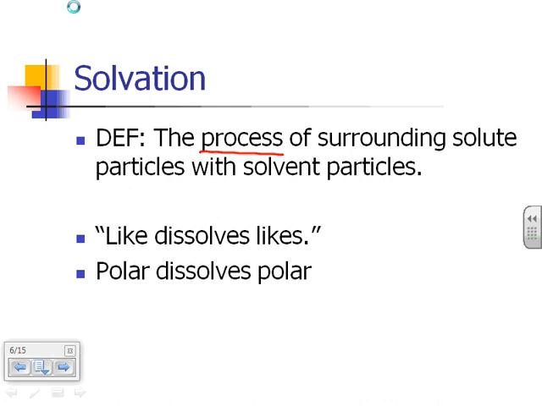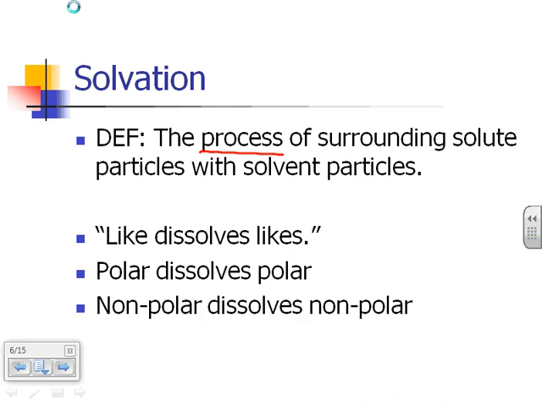Polar dissolves polar. If you have a polar molecule like water, it is going to dissolve polar compounds, like most of our ionic compounds, which are going to be polar. So water is going to dissolve polar ionic compounds. Sugar is a polar compound, containing some oxygen-hydrogen bonds. That's going to make it polar, and so water will dissolve that. Nonpolar dissolves nonpolar. So oil and gasoline, those are a couple of liquids that are miscible together because they are both nonpolar.